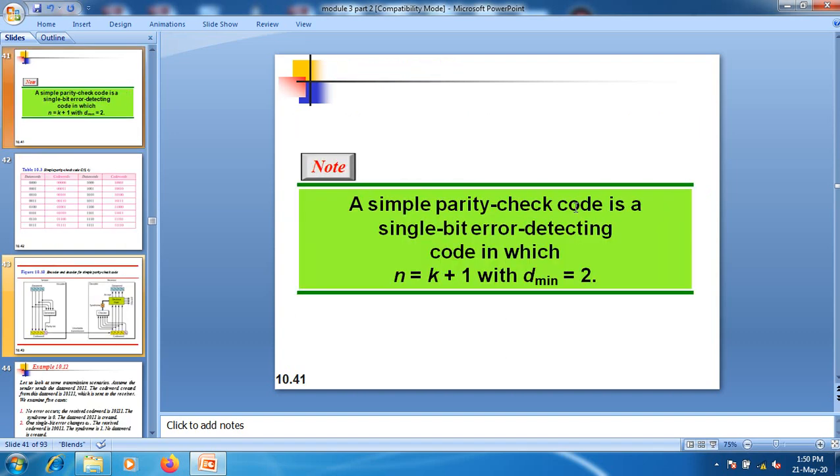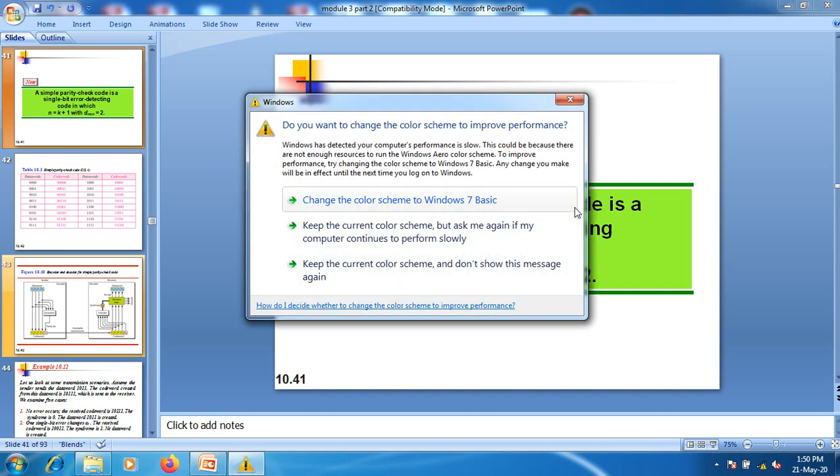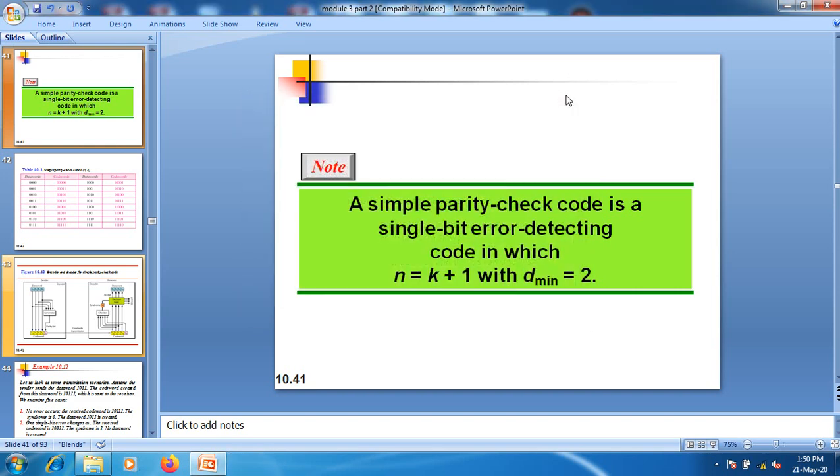The next method is the simple parity check. Here we have a message m. That message is divided into k-bit data units, and we are generating code words for those data words. In this simple parity check, we have data words of k bits, and we are generating n-bit code words where n is equal to k plus 1.